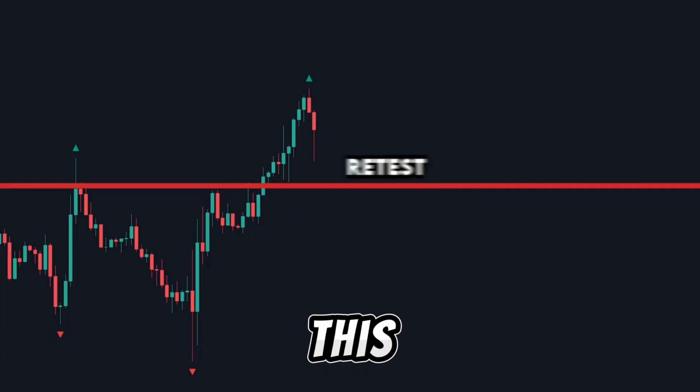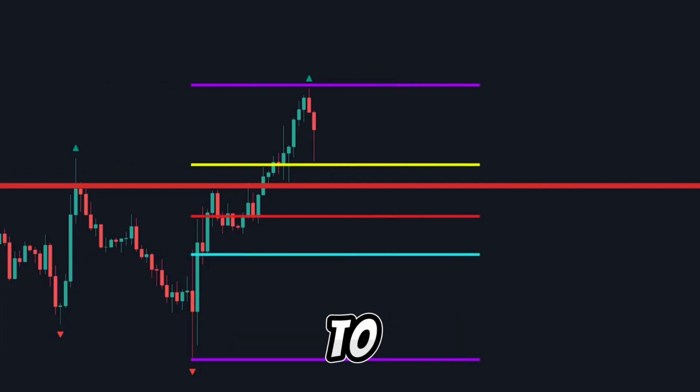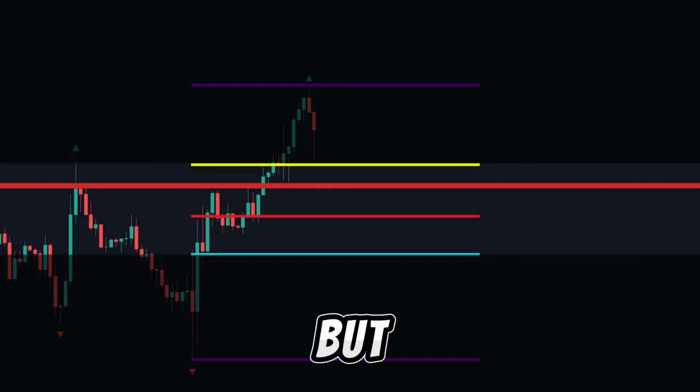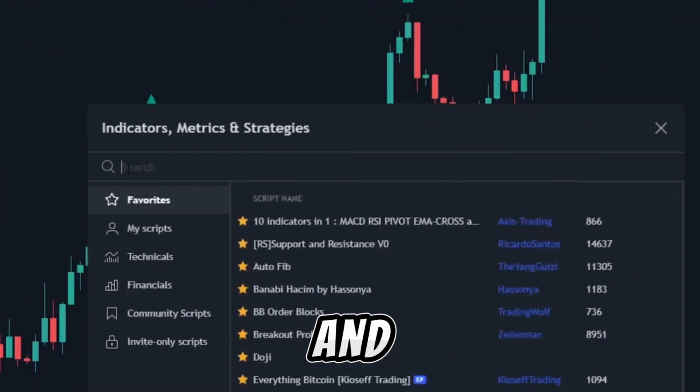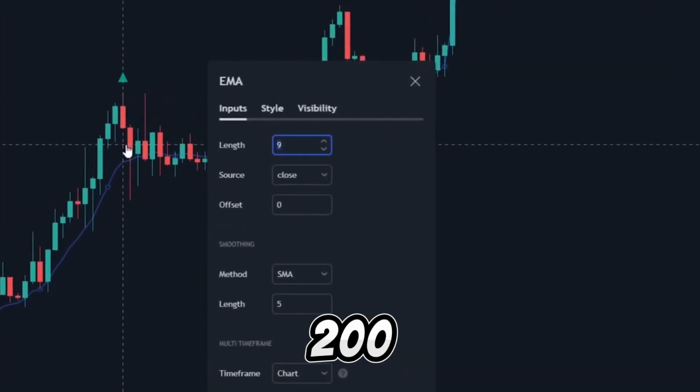If you look even closer, this retest level is exactly where the sweet zone is, adding even more confidence to this strategy. But wait, there's more. To do this, go to your Indicators tab and add an EMA. Go to the settings and change the length to 200.